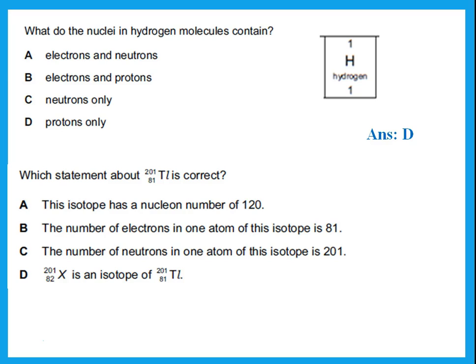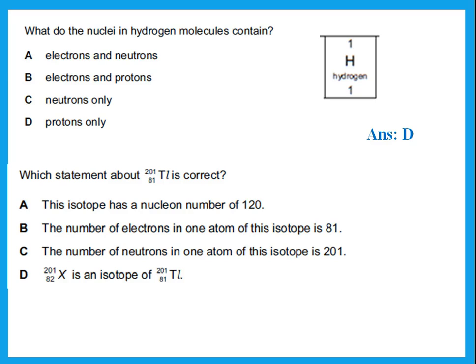The number of electrons in one atom of this isotope is 81. Yes, actually, because 81 is the small number, and that is the number of electrons and the number of protons. The number of neutrons, okay, so actually so far B is the correct one. But let's take a look at the others to make sure that we're correct.